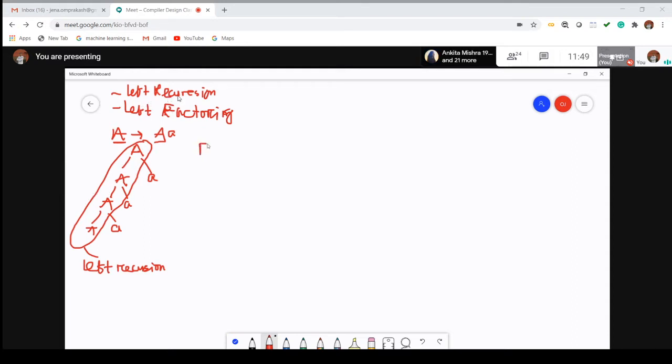Let us consider an example of that type of problem. Suppose it is E to E plus E, as in our previous example. Again I can write this E to E plus E. Now this E can be replaced with E plus E, and it will continue up to an infinite number of times. That type of problem can be handled by removing left recursion.